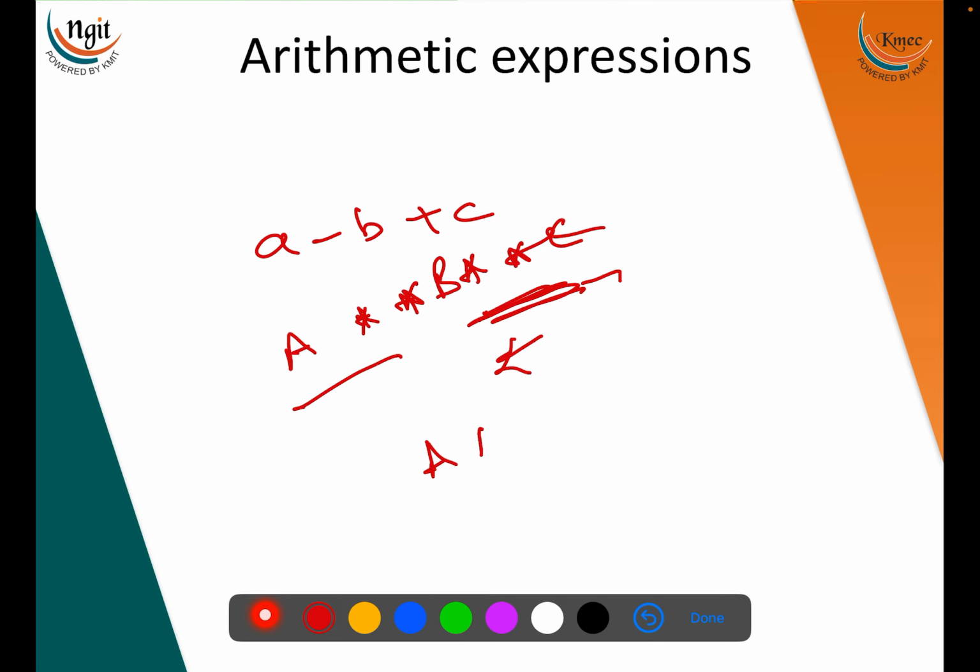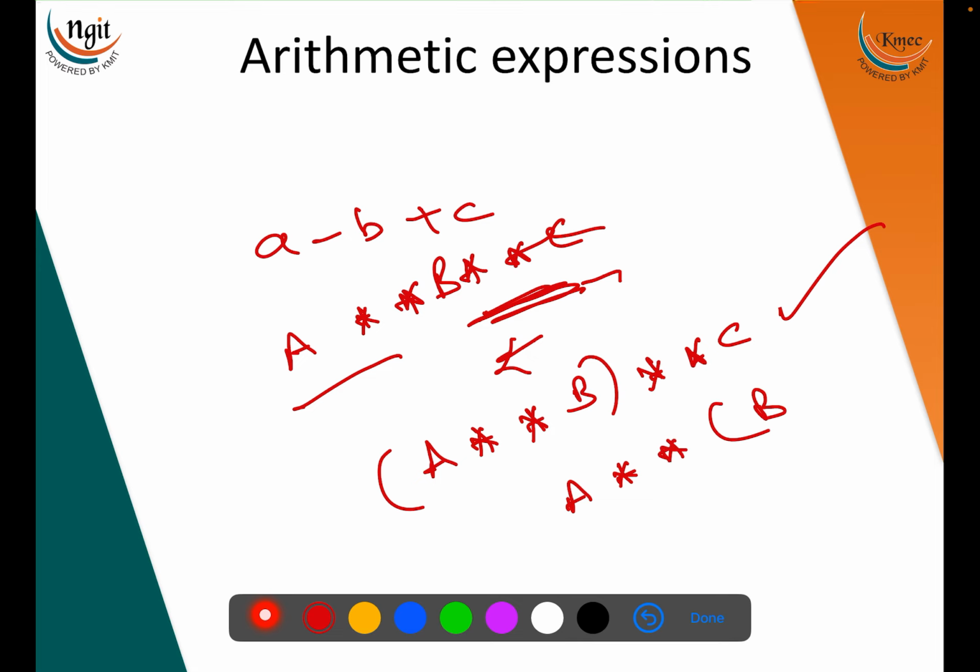So how do I have to write A exponential B exponential C? It can be legal in the Ada programming language if you add parentheses, because there is no associativity. Or else you can write A exponential B, then exponential C. It is also legal as far as Ada is concerned.